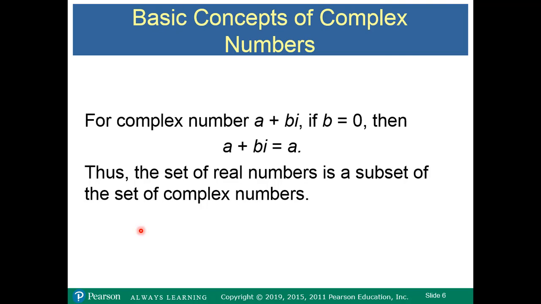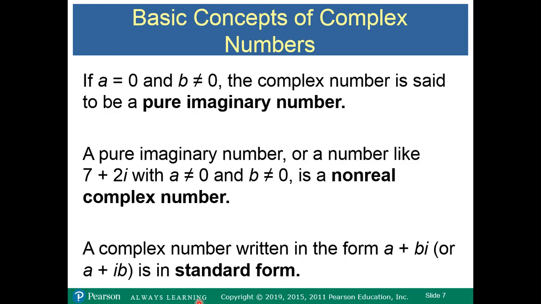Now, for a complex number, if b is 0, just like I said, you get a. So as I said, the set of real numbers is a subset of the set of complex numbers. If a is 0 and b is not 0, then we have a pure imaginary number. A pure imaginary number would be something like 2i. A number like 7 plus 2i, where a and b are both not equal to 0, is a non-real complex number.